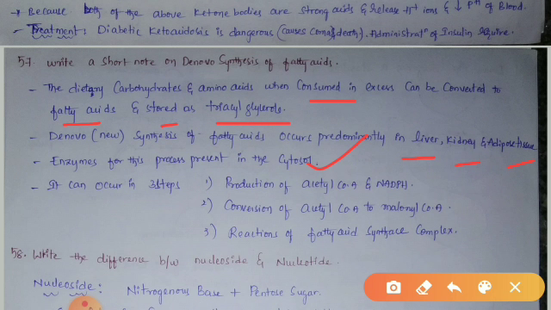The biosynthesis of fatty acid occurs in three steps. They are production of acetyl coenzyme A and NADPH in the first step. In the second step, conversion of acetyl coenzyme A into malonyl coenzyme A. In the third step, reactions of fatty acid synthase enzyme complex. After these three steps, we will get new fatty acids.